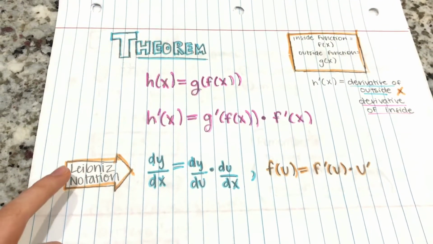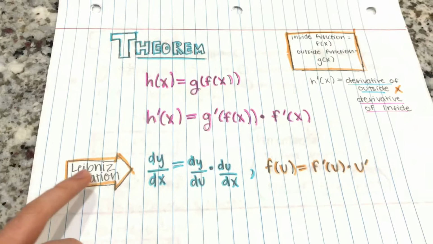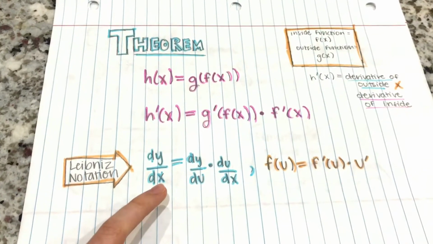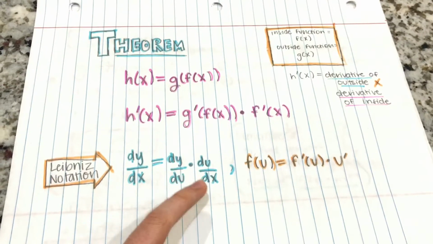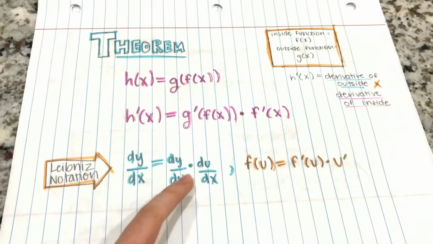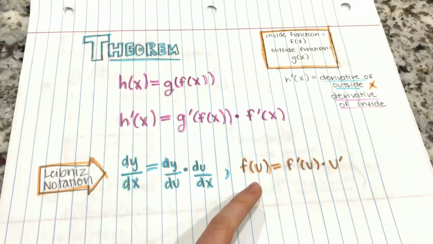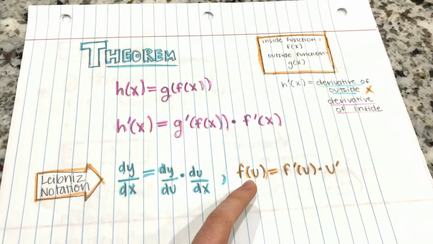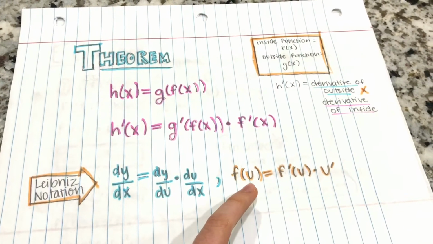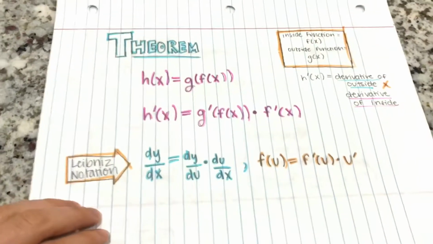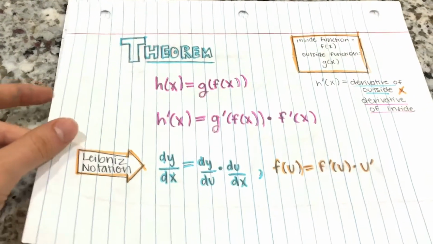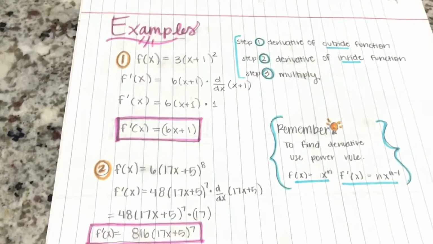Leibniz notation: dy over dx equals dy divided by du times du over dx. Do not cancel out these du's. This can also be seen in the form of the derivative of f evaluated at u equals f prime of u times u prime. So now that we have all of that theorem in mind, let's look at some examples.